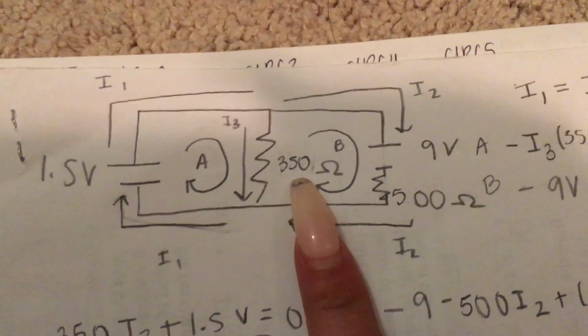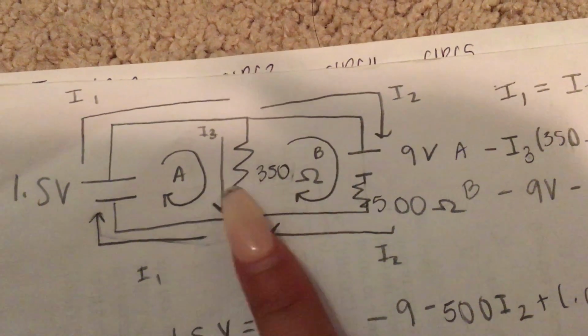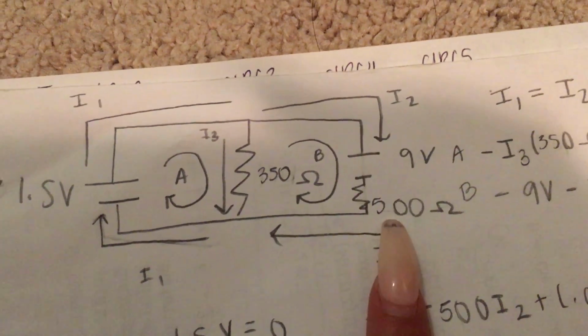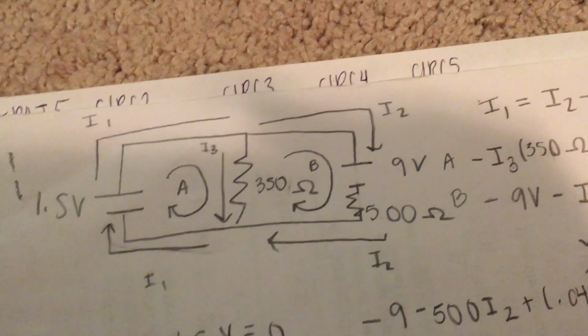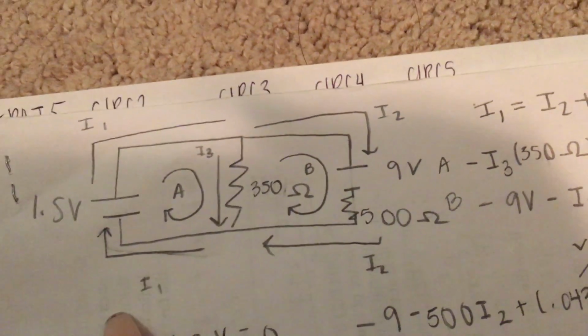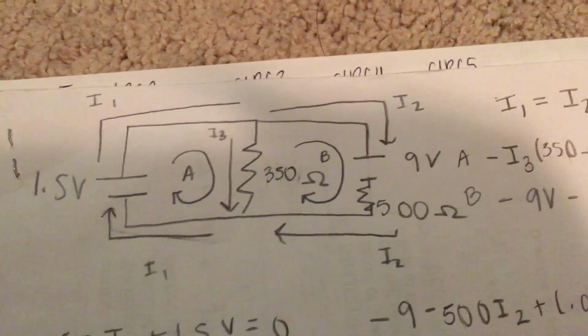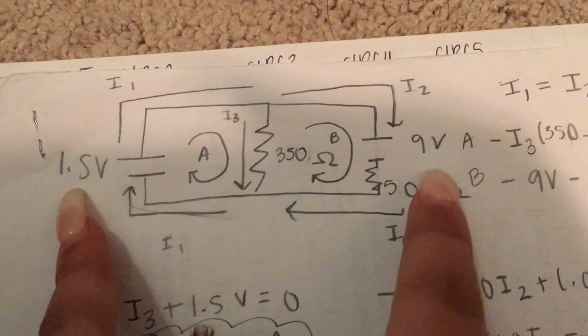We've got a 350 ohm resistor and a 500 ohm resistor. And you might be like, what do all these symbols mean? Just wait, I'll explain them. So here are our two voltages.